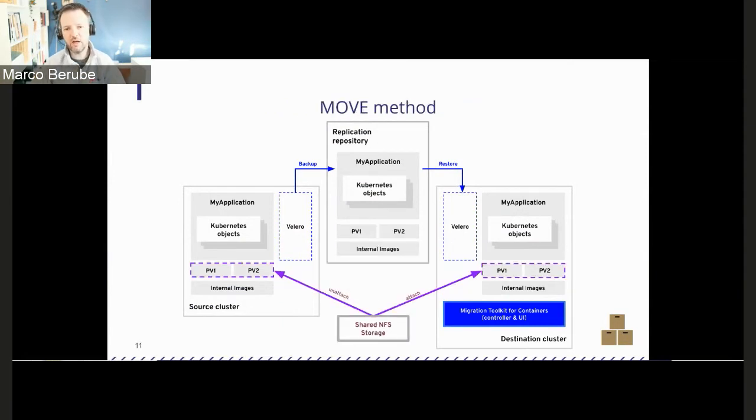If we look at the move method, it's exactly the same thing. Velero would still take care of my Kubernetes objects to back up and restore them. But in this case, for the PV, the controller will unattach the PV on the source side and reattach the PV on your destination side. So if this is available and you have NFS storage attached to both sides, then this becomes a faster way to copy the large amount of data you might have between source and destination.